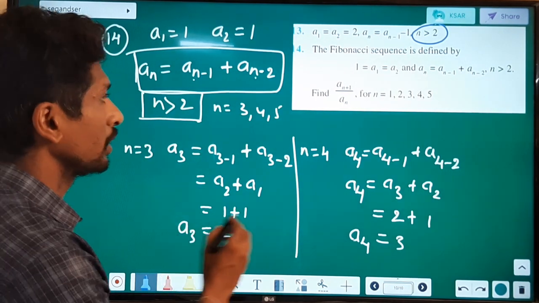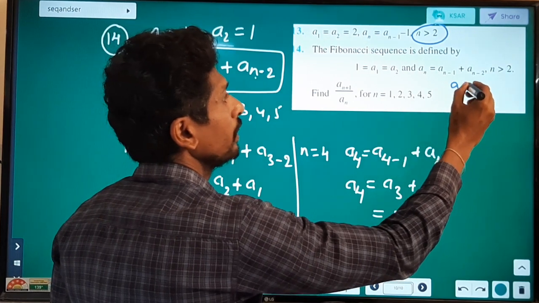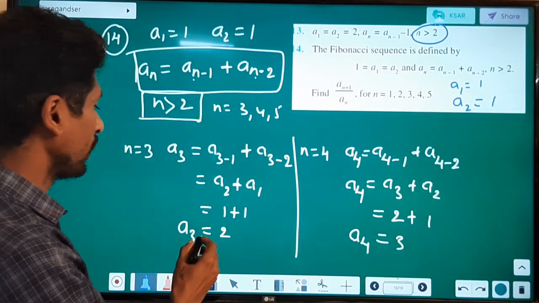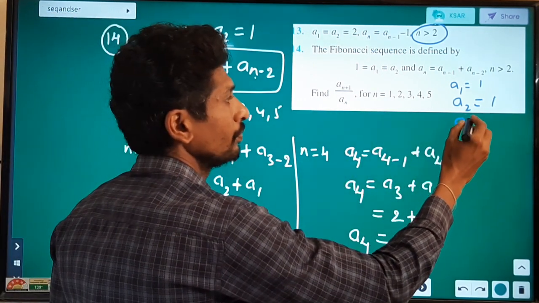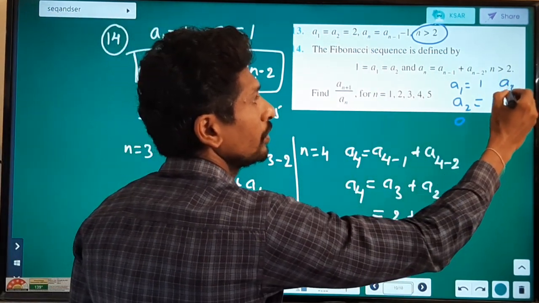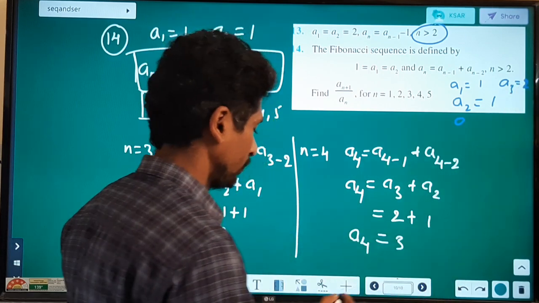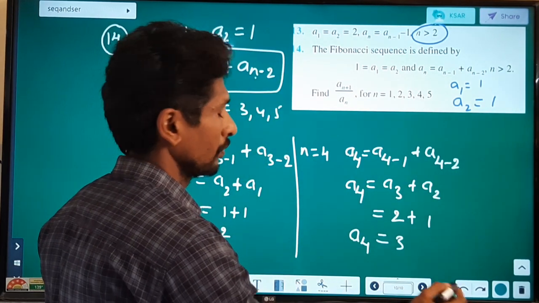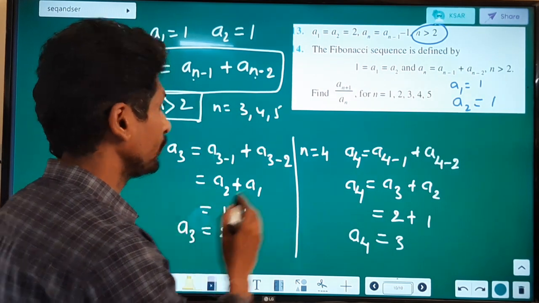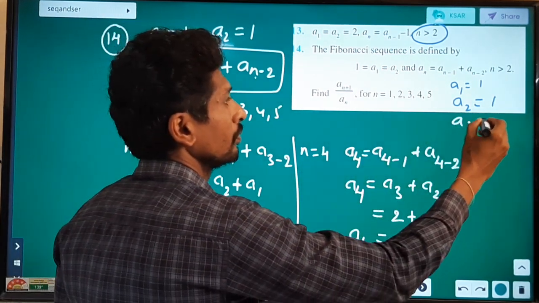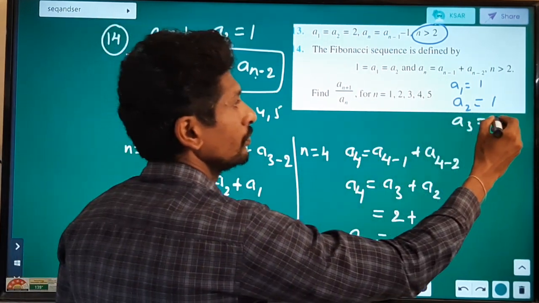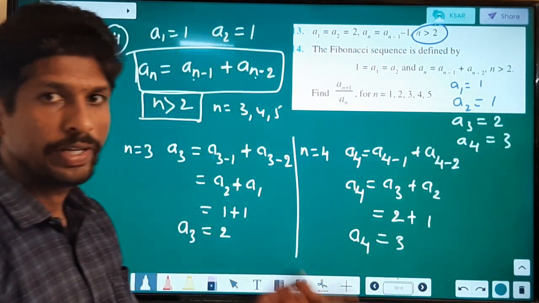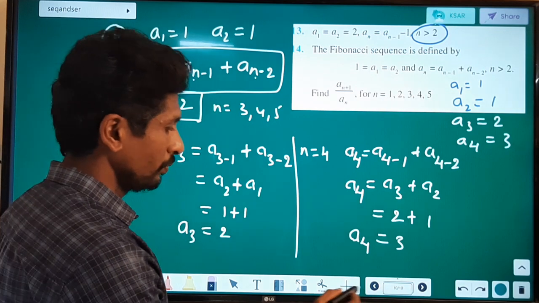So now I will write the terms now. The terms are A1 is here 1, A2 is here 1 itself, A3 value is 2 here, A4 value is also 3 here. Let us find another term, that is the fifth term now.